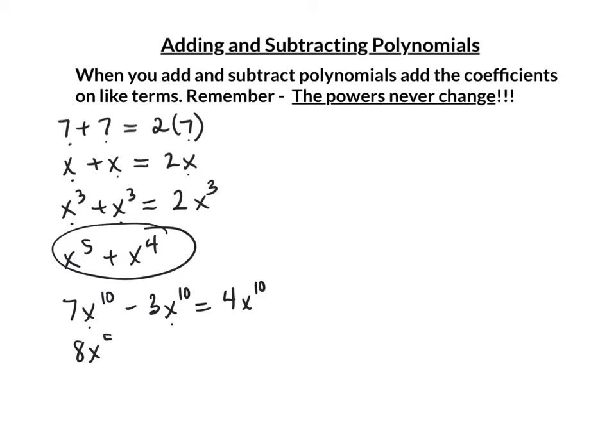8x to the 5th plus 4x to the 5th. There are 8 of them and there are 4 of them. There's still x to the 5th, but now I have 12 of them.